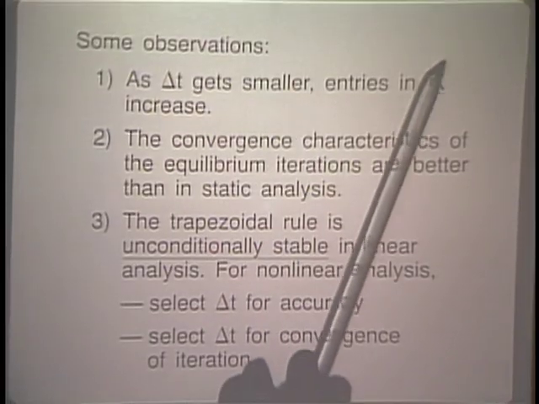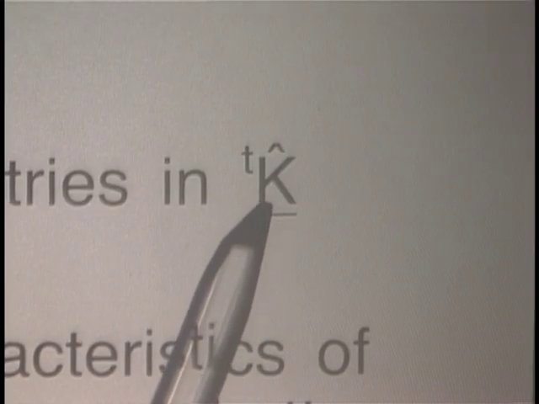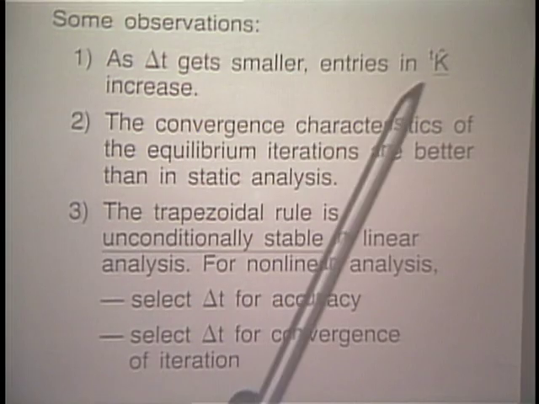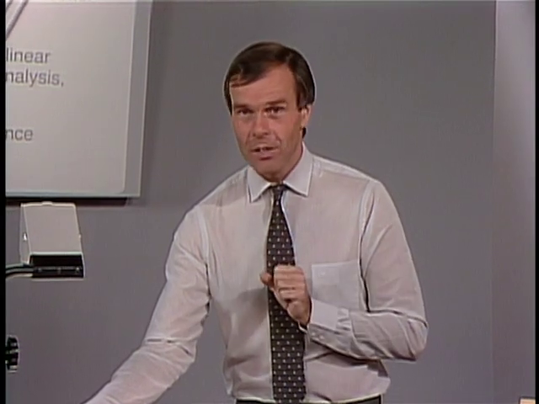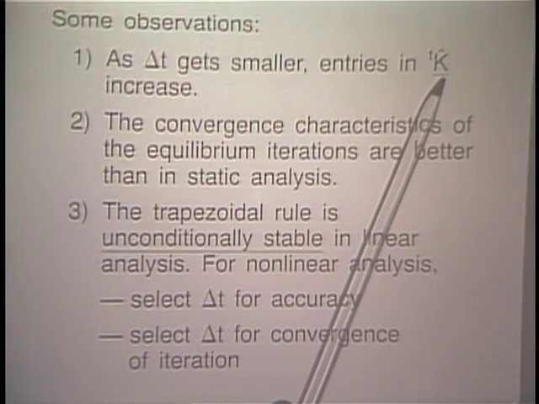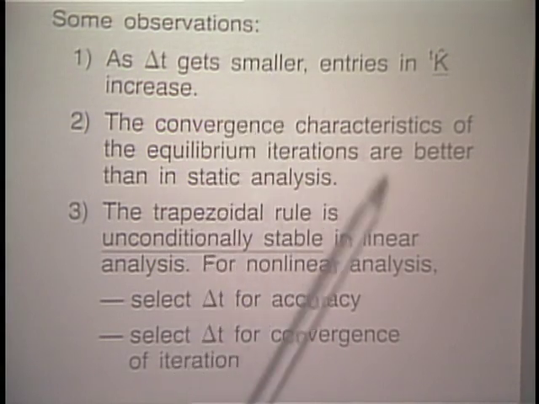First of all, we notice that as delta t gets smaller, the entries in this t K hat matrix, this effective stiffness matrix, increase. Why do they increase? Because we have a 1 over delta t squared term in front of the mass matrix, and the 1 over 2 delta t term in front of the damping matrix. As delta t becomes smaller, of course 1 over delta t squared becomes larger, and that means that the entries in this matrix become larger as delta t gets smaller.